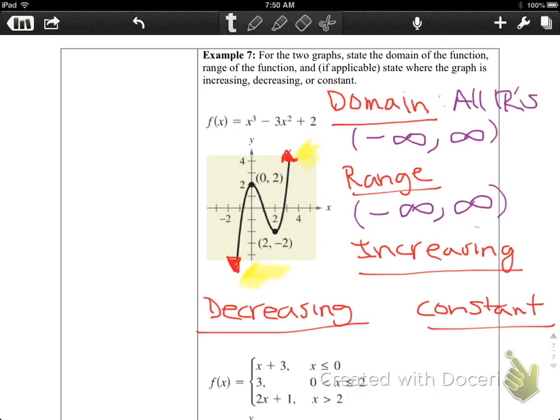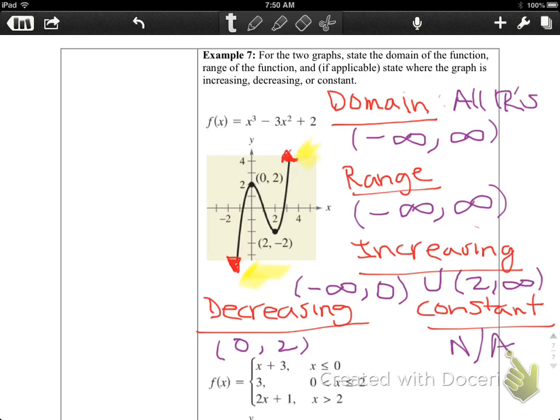And we're increasing, so let's see. So actually, from negative infinity to 0, because remember, we're looking at our x values. So from negative infinity to 0, we're increasing. And union, because we're also increasing from 2 to infinity. Okay, and we're decreasing from 0 to 2. Okay, and constant, you just put NA for not applicable in this example.